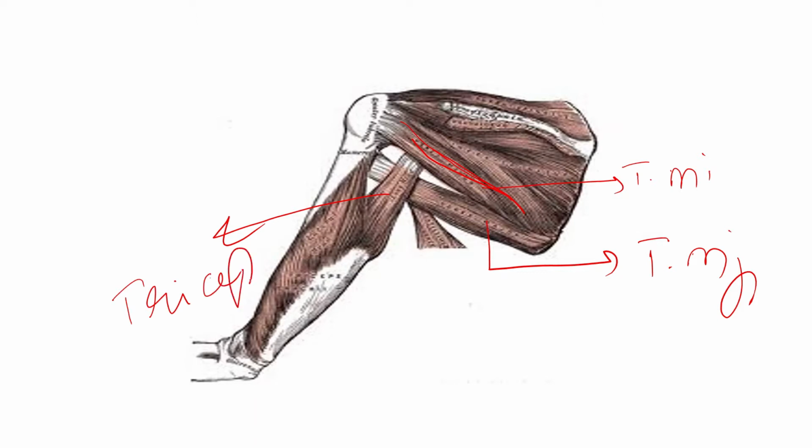It is not the entire triceps, it is the long head of the triceps which takes part in forming the boundary. The boundaries of these spaces are also contributed by this bone. What is this bone? This is nothing but the upper part of the humerus. So all these structures take part in forming the spaces around the scapula.